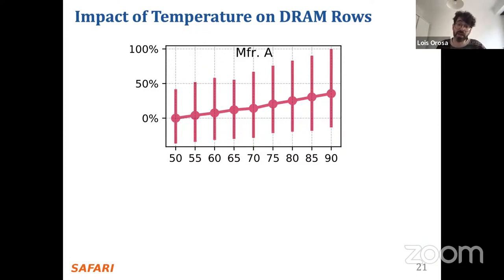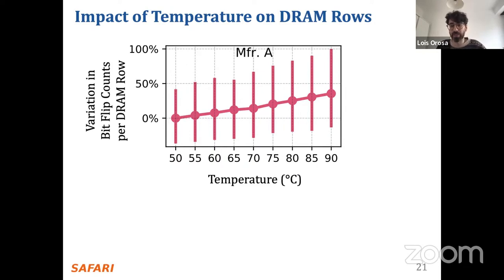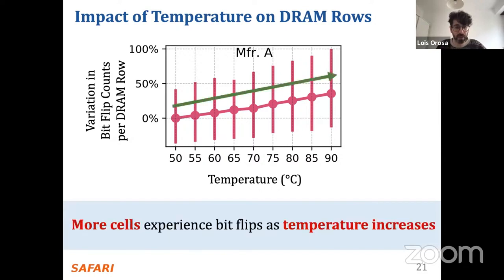Next, we study the impact of temperature on DRAM rows. The figure shows how the number of bit flips in the victim row changes as temperature increases. The x-axis shows the increase in temperature, and the y-axis reports the variation in bit flip counts normalized to the mean value at 50 degrees Celsius. We observe that more cells experience bit flips with increasing temperature.